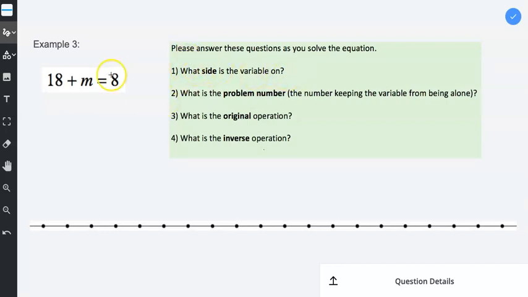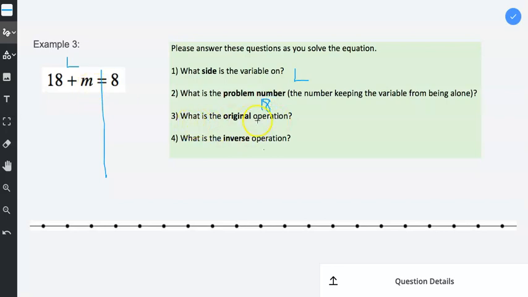What side is the variable on? The variable, you can see, is on the left side of the equal sign. This is the left side, the 8 is on the right side. So the variable's on the left. What is the problem number, or the number keeping the variable from being alone? Well, when you look at this left side, there's an 18 and an m. So the m is not isolated, it's not alone because of the 18. So the 18 is the problem. It's the issue that's keeping the m from being alone.